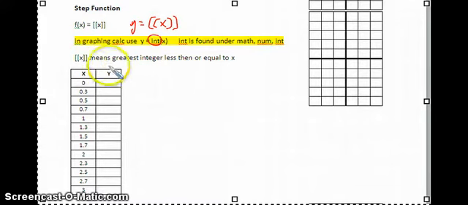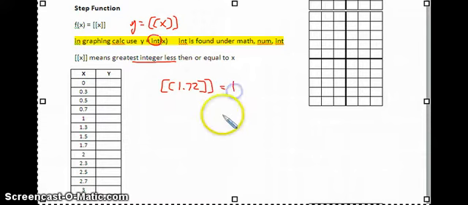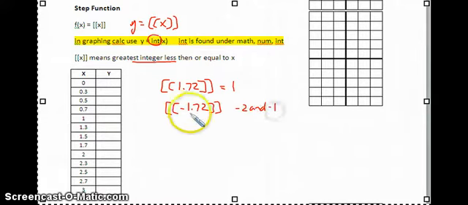The step of x means the greatest integer less than or equal to x. So the greatest integer that is less than or equal to x. So basically what we're doing, for example, if I ask you to take the step of, let's say, 1.72, I know that 1.72 is between 1 and 2. So the greatest integer that is less than this number would be 1. On the other hand, if I ask you to take the step of negative 1.72, I know that this is between a negative 2 and a negative 1. So the greatest integer that is less than negative 1.72 would be negative 2.